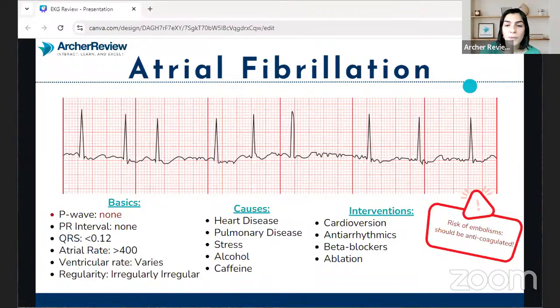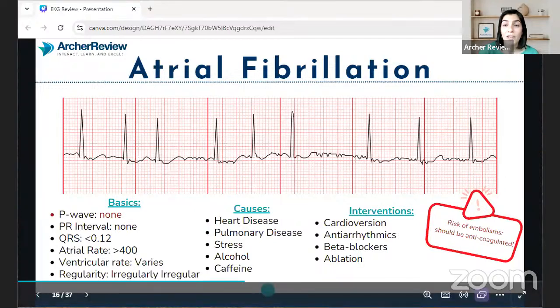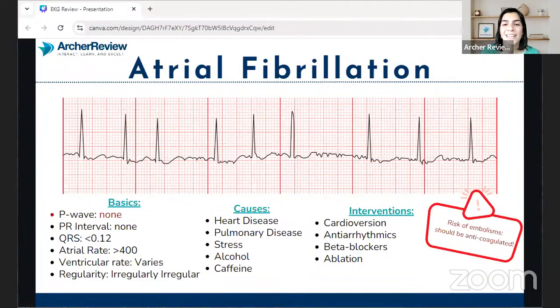But with atrial fibrillation, what is the biggest thing to remember? And this might come up on your boards, but what do we want to make sure that a patient with atrial fibrillation is on? And it's on the slide. But what do you guys think? Very good. Yes, you always want to make sure this patient is anticoagulated. And why is that? It's because the turbulence in that blood flow can cause increased risk for embolism. So you always want to make sure this patient is anticoagulated.